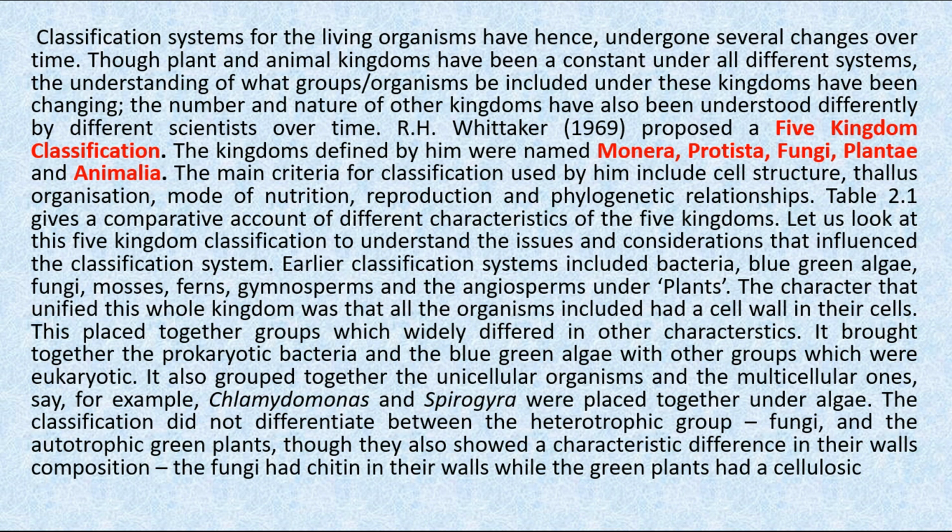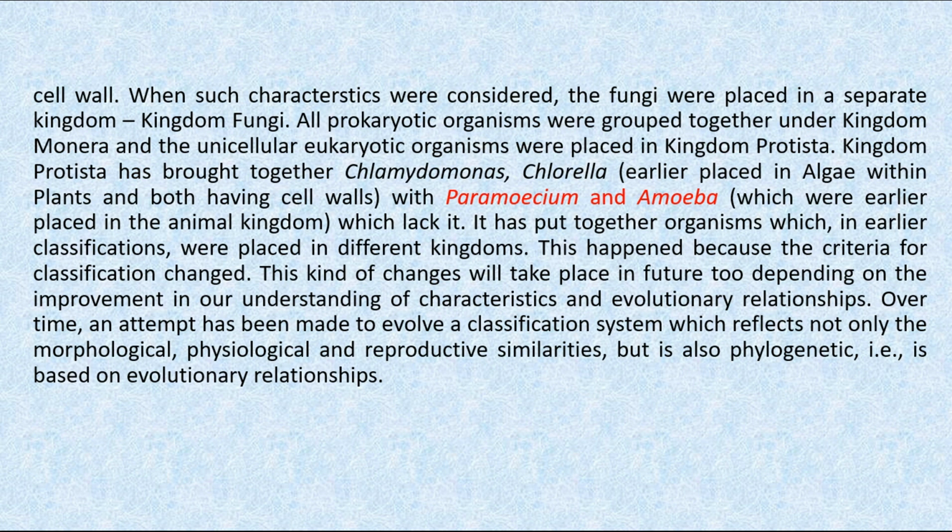Say, for example, Chlamydomonas and Spirogyra were placed together under algae. The classification did not differentiate between the heterotrophic group fungi and the autotrophic green plants, though they also showed a characteristic difference in their wall composition. The fungi had chitin in their walls while the green plants had a cellulosic cell wall. When such characteristics were considered, the fungi were placed in a separate kingdom Fungi.